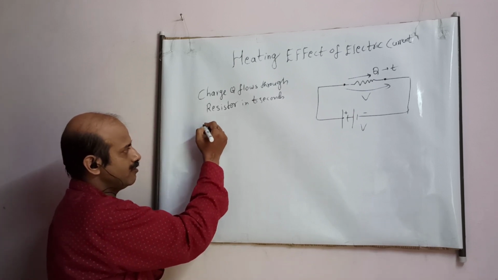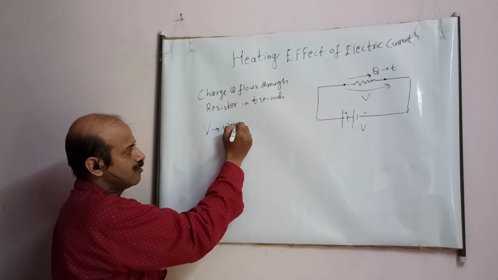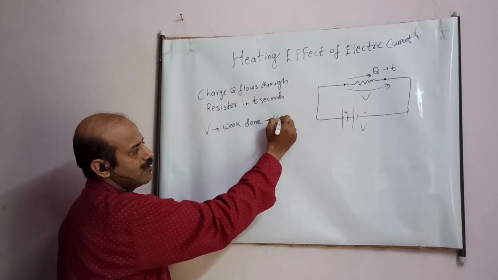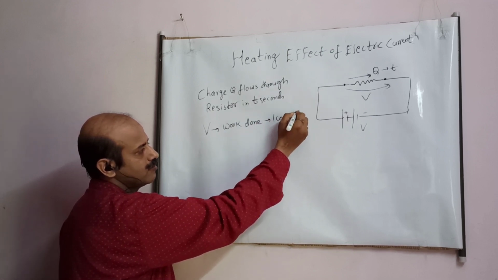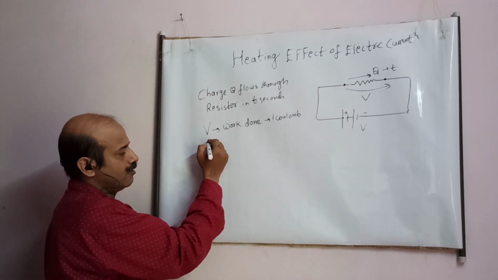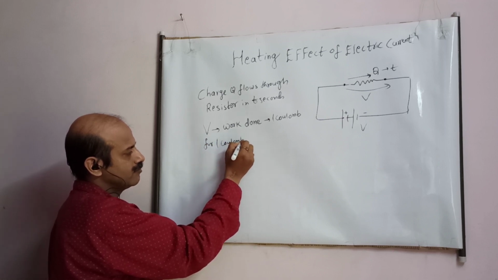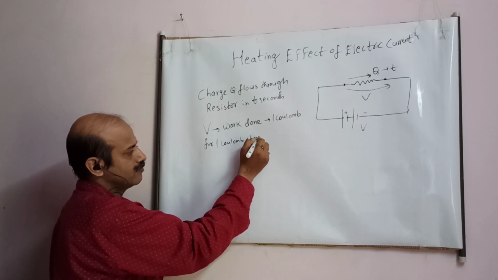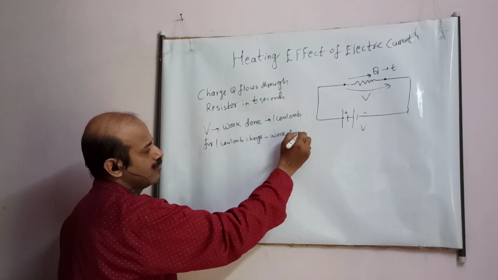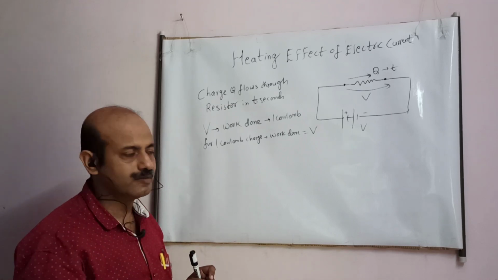What is the meaning of V? Meaning of V is work done to carry 1 coulomb charge. That is the meaning. Now, for 1 coulomb charge, work done is how much, student? V. This is the meaning of V.